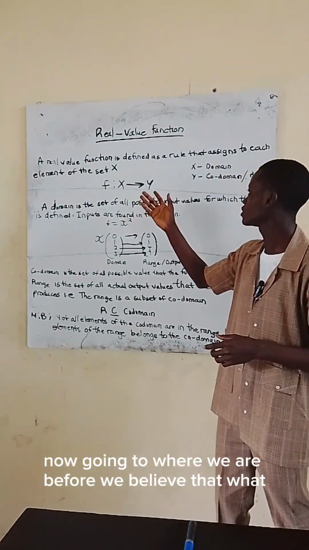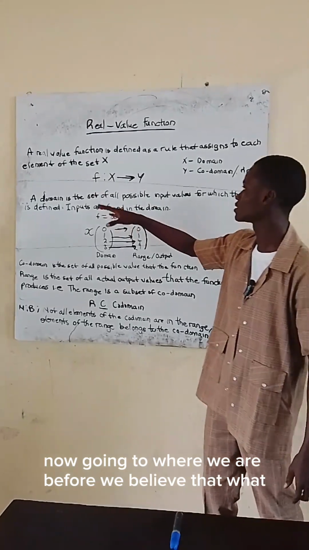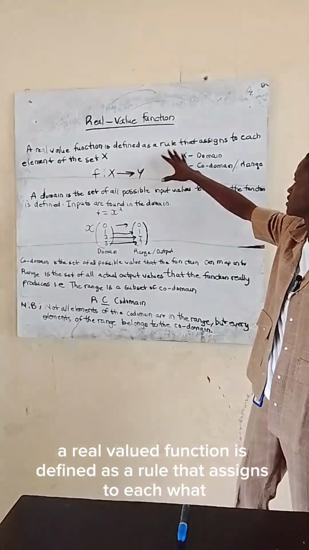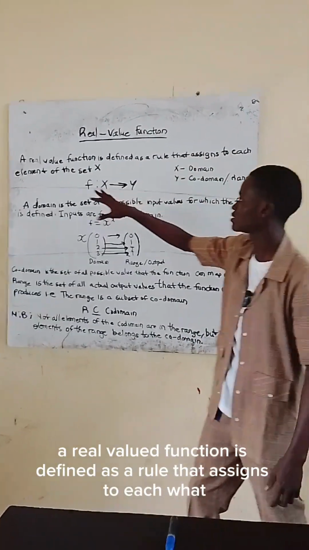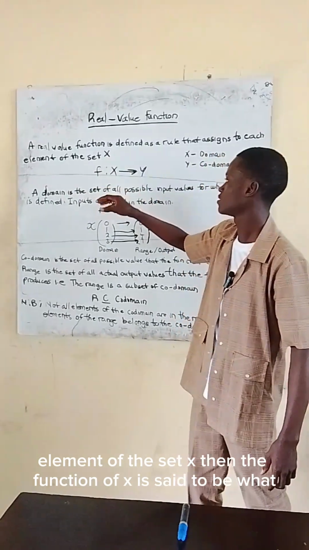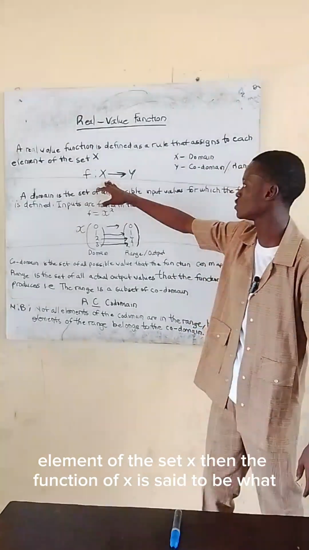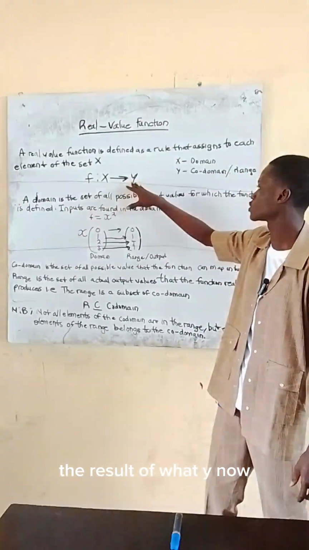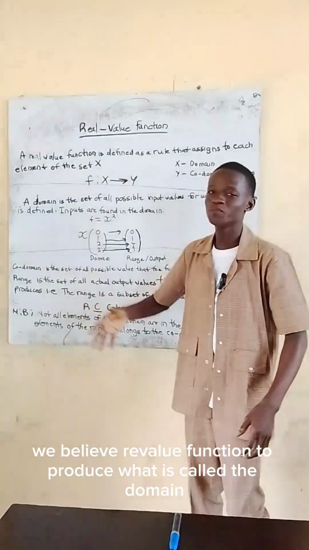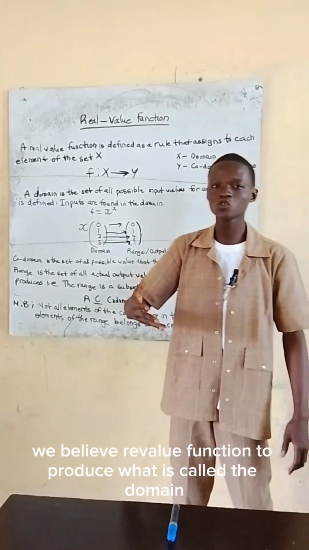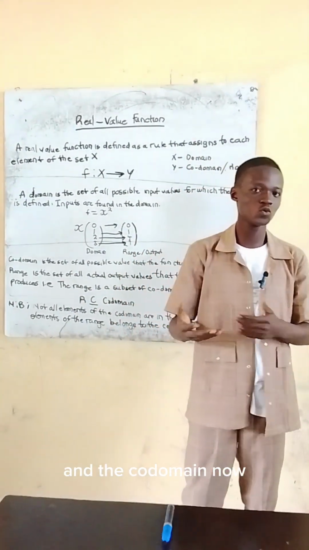Now, going back to where we were before, we believe that a real value function is defined as a rule that assigns to each element of the set X. Then the function of x is said to be the result, Y. Now, we believe real value function produces what is called the domain and the codomain.